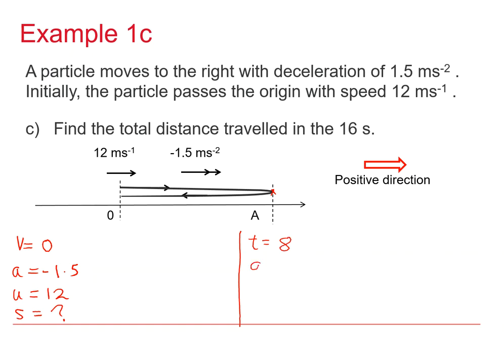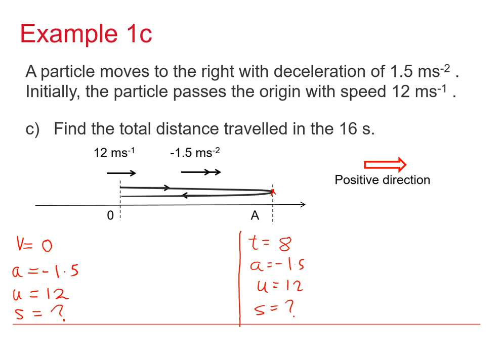Again I've got the same acceleration as before, I've got the same initial velocity as before, and I need to know the displacement. So I've got two options. It'd be nice to look at both of these. You can decide which one you prefer, and just check that they both give us the same answer.